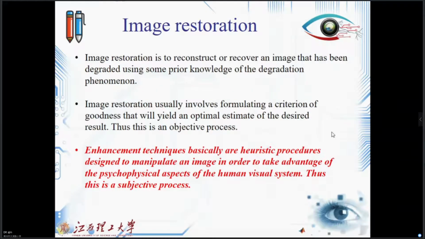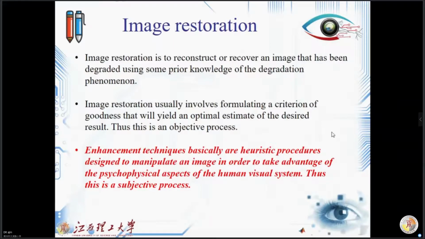First of all, we should talk regarding image restoration. Image restoration is the way to reconstruct or recover an image that has been degraded, using some prior knowledge of the degradation phenomenon. Image restoration usually involves formulating a criterion of goodness that will yield an optimal estimate of the desired result. Thus, this is something like an objective process.